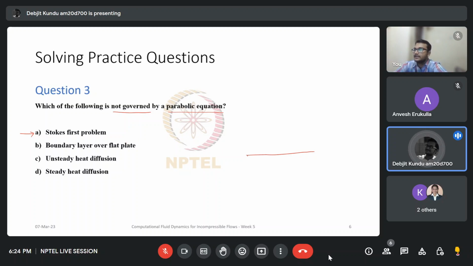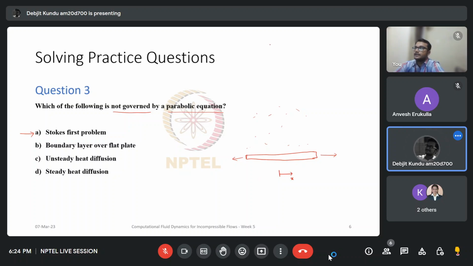Now, what exactly Stokes' first problem is that we take an infinitely long plate. Okay, this is infinitely long. And we have some fluid surrounding it. Let's say only the top part we will consider. And what happens is, this is, let's say, the origin.